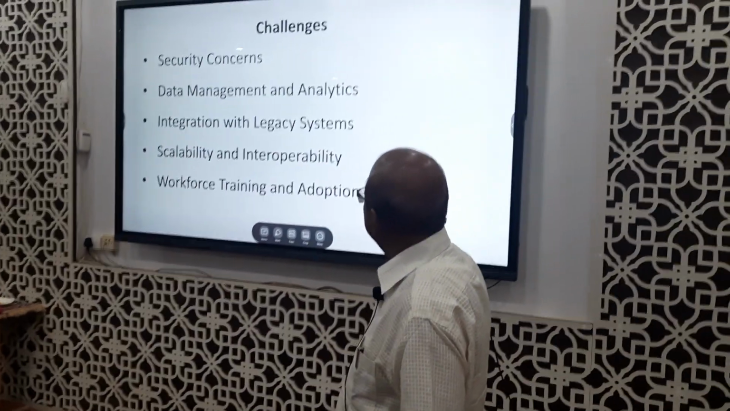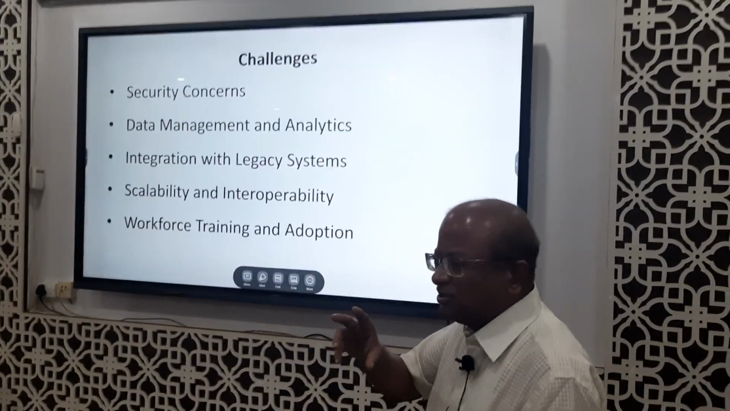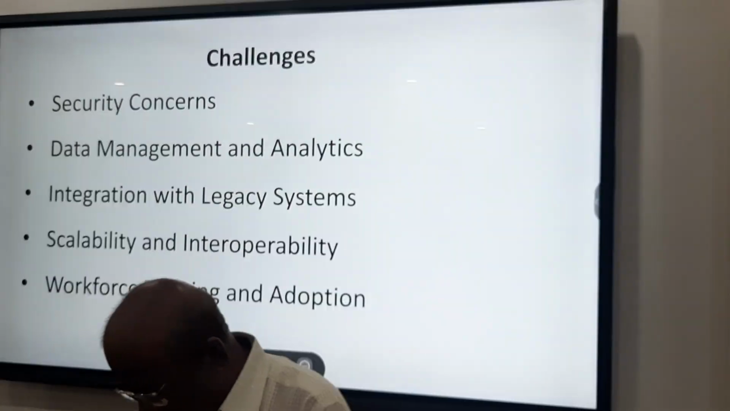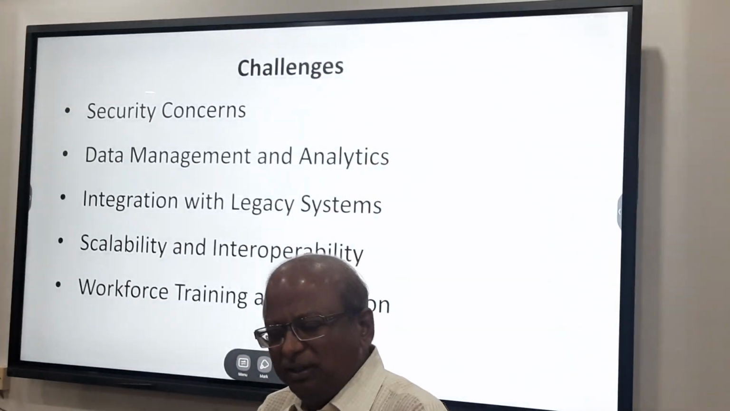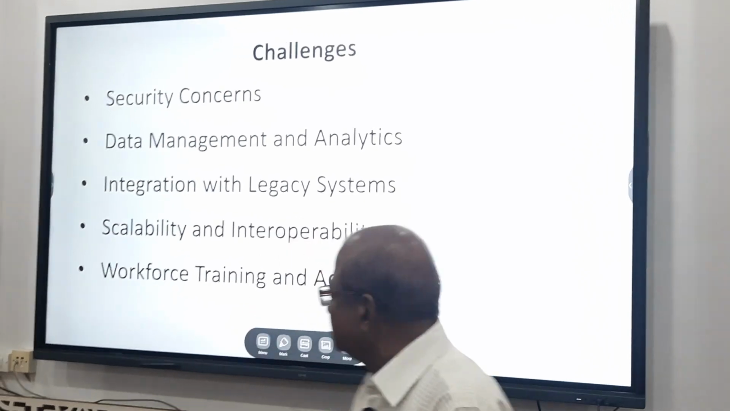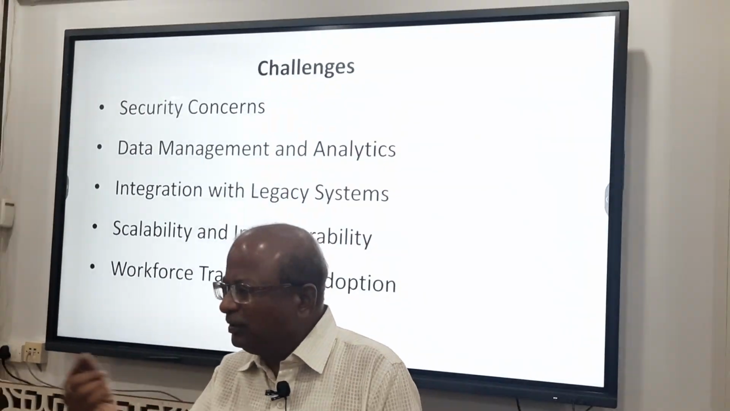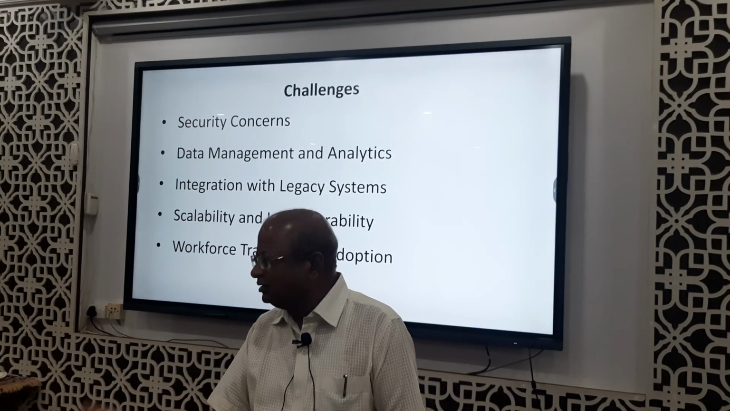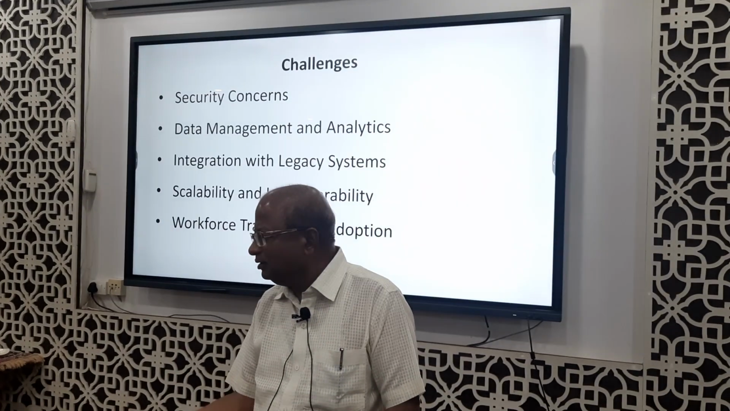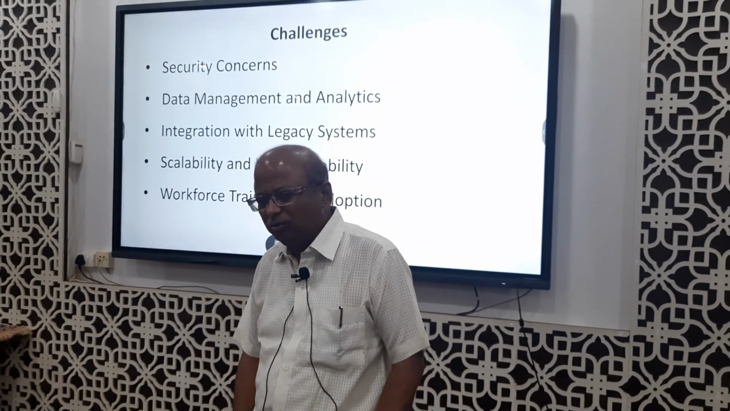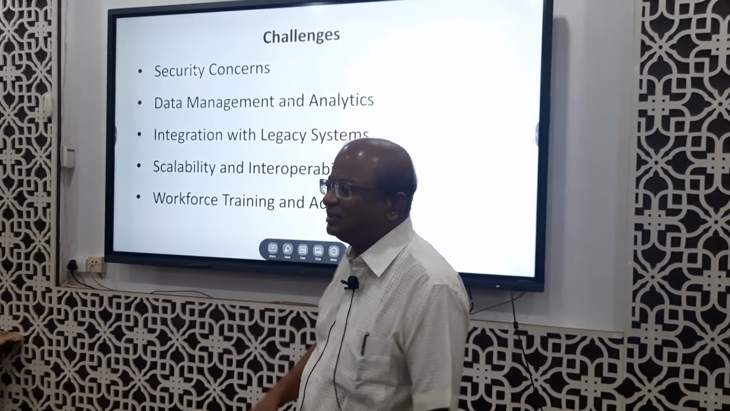Similarly, data management and analytics: how to manage this huge data and how to accurately perform the processing, etc. Because everywhere a chance of betterment is always there. Nothing is perfect. There is always scope for improvement. So these are all open research areas, you can say.